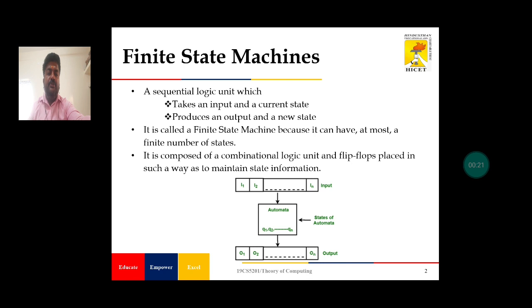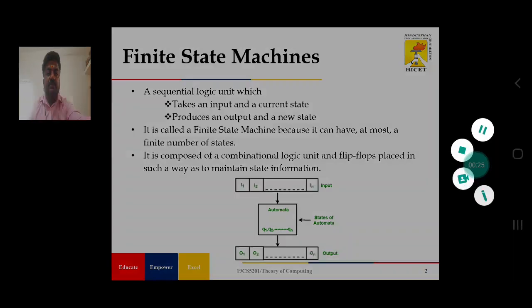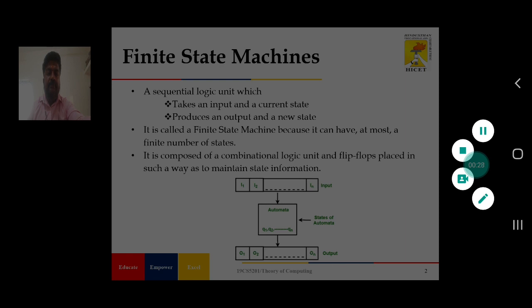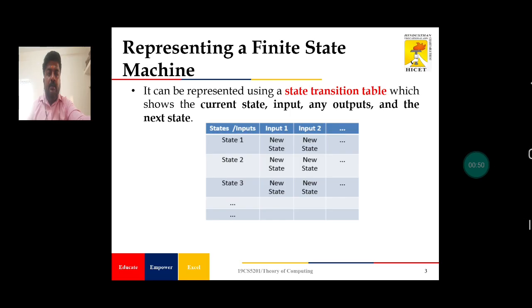A sequential logic unit which takes an input and a current state produces an output and a new state. It is called finite state machine because it can have at most a finite number of states. It is composed of a combinational logic unit and flip-flops placed in such a way as to maintain the state information. The diagram shows the input and output of the finite state machine. A pointer controls the finite state machine.